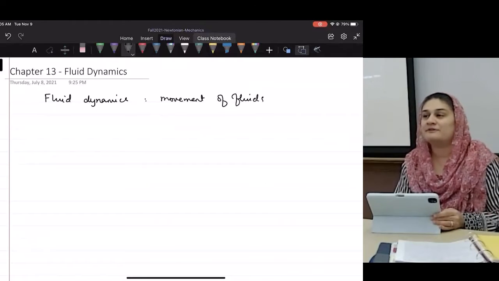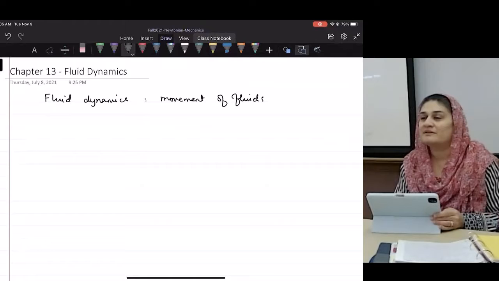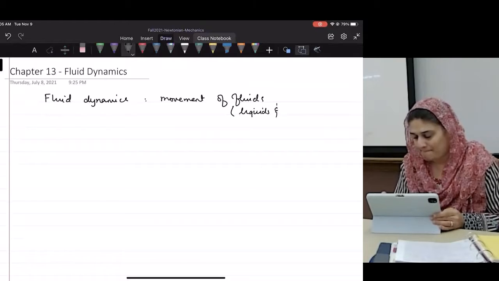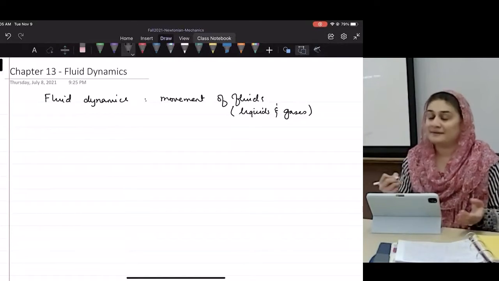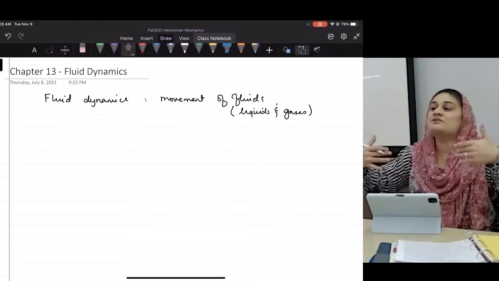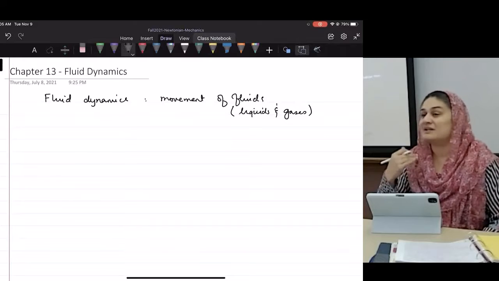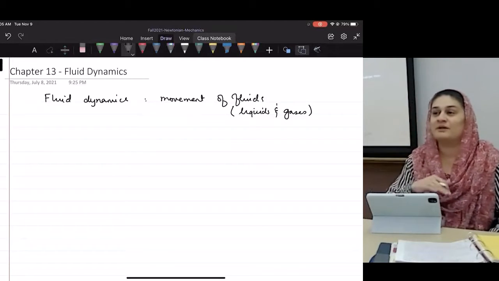And what do we mean by fluids? Liquids and gases, right? Anything that's not a solid. Anything that has a tendency to flow is called a fluid. So liquids, gases, we can make them flow in different things.